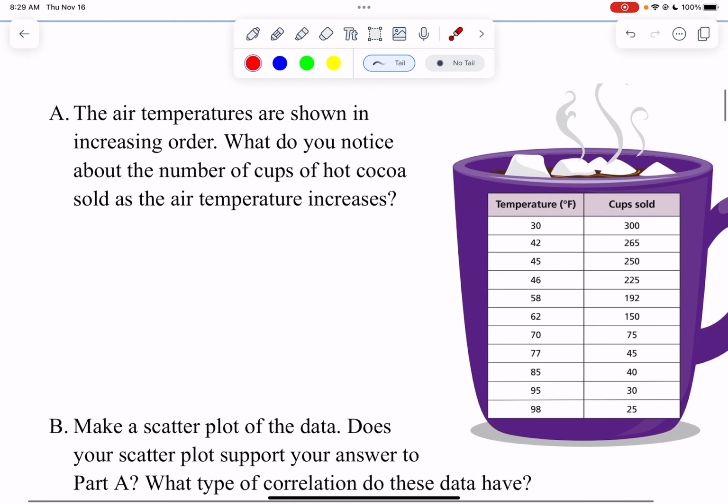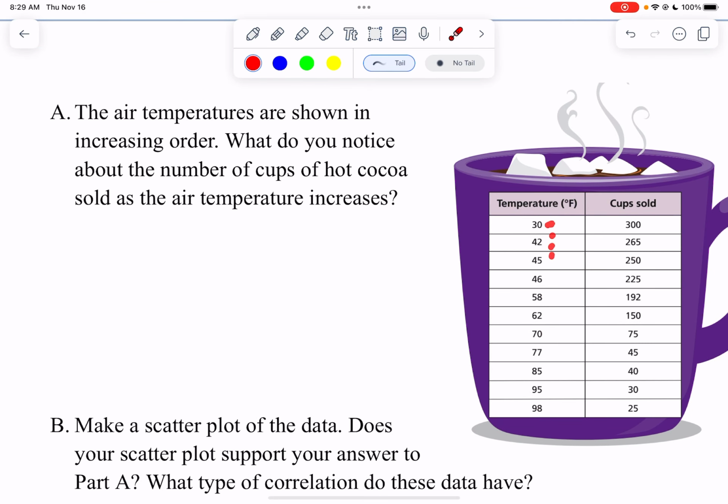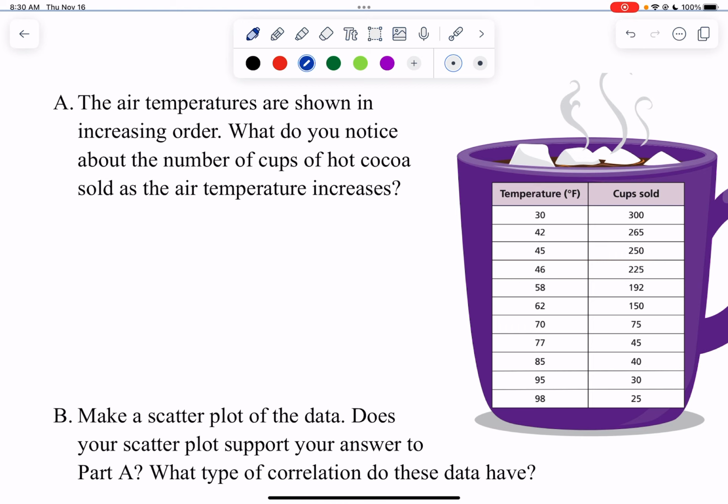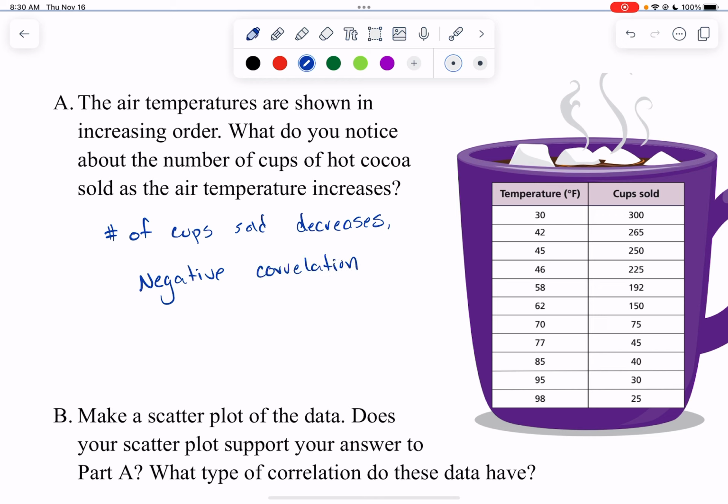The air temperatures are shown in increasing order. So if you notice, 30, it keeps getting bigger all the way up to a hot day of 98. What do you notice about the number of cups of hot cocoa sold as the air temperature increases? So as the air temperature goes up, what happens to these numbers over here? Well, it looks like they go down. So what do you notice about the number of cups of hot cocoa sold? The number of cups sold decreases. So that tells me this is a negative correlation, because as these go up, these over here go down.